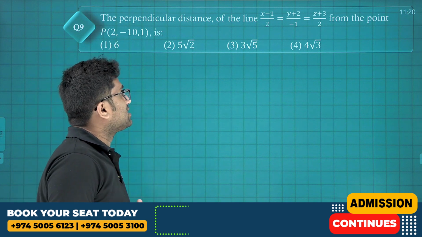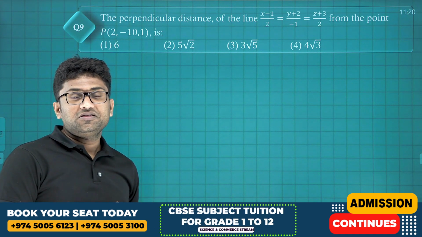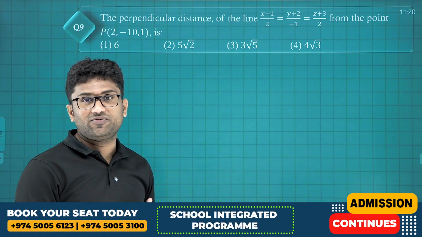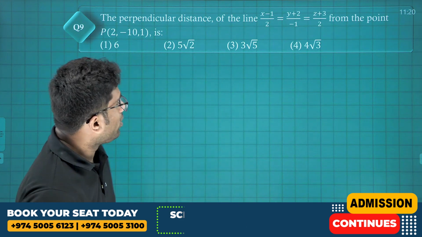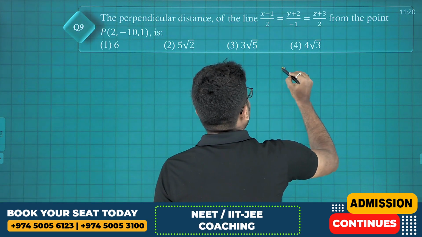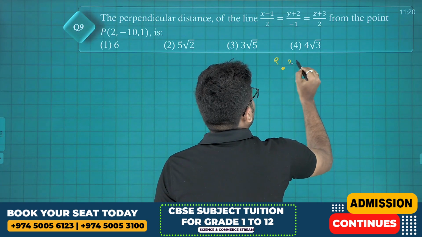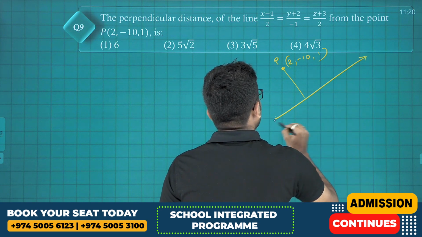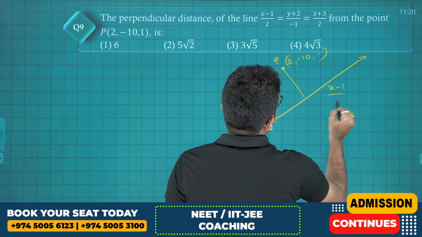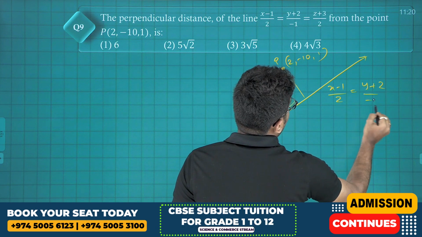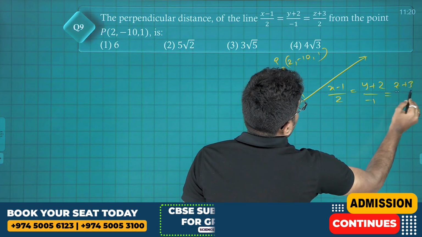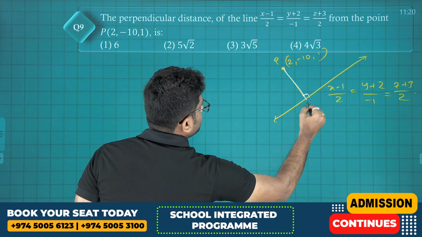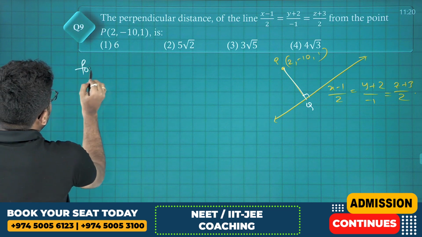What is the perpendicular distance from a point to a line? This is a very simple question which we have seen many times even in CBSE, friends. Perpendicular distance from a point: first, the given point is some P of 2, minus 1, 0, 1. We have to find the perpendicular distance from this point to this line, that is x minus 1 by 2 is equal to y plus 2 by minus 1 is equal to z plus 3 by 2. So for some lambda, let's take this point as some Q.